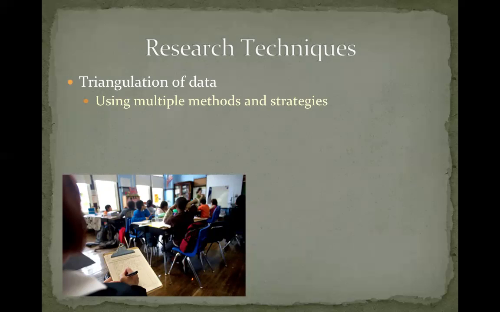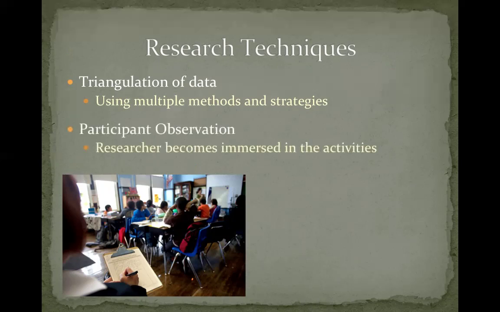When you get all your information just from one source, it's likely that it's not going to be reliable. So don't just rely on one interview or one time of observing a classroom. Rather, you want to use as many different methods and strategies as you can. This just ensures that you're getting the most accurate results when you use multiple methods and strategies when collecting your data. So that is triangulation. Another research technique that is particularly helpful for ethnographic research is participant observation.